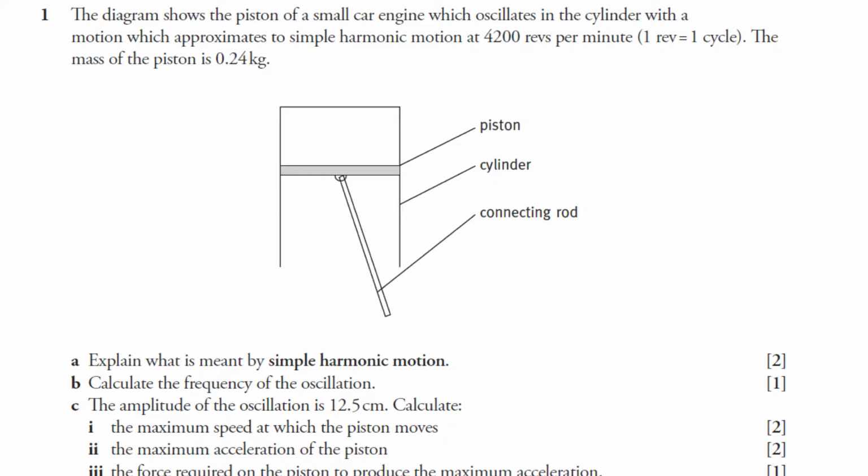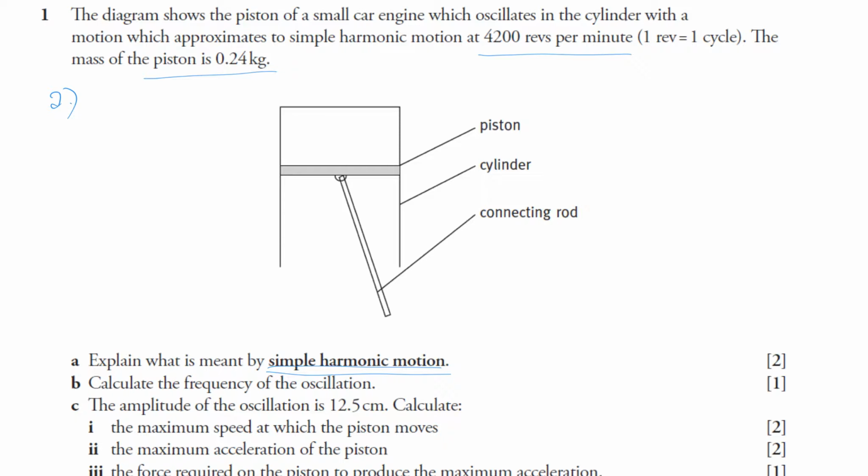In number 1, we will just highlight the values given. This is the frequency and you have to give in the mass. Letter A. So for letter A, you are going to define what is simple harmonic motion. I'll just explain. Acceleration is directly proportional to displacement and is always opposite to the direction of the displacement.